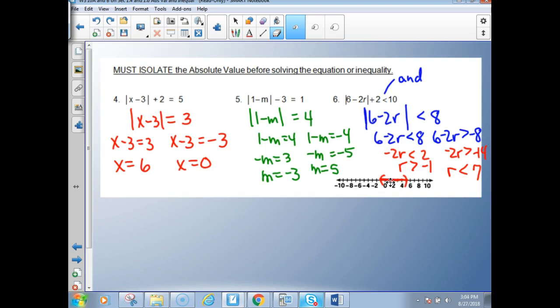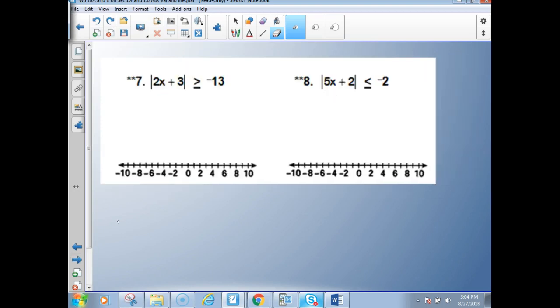If it happened to be the entire number line, because it was an or instead of an and, say this one had been an or, then any solution works. So I want you to realize that this can happen, and it will in the homework. Okay, so let's try number 7. This one is one of those. This one is an or.